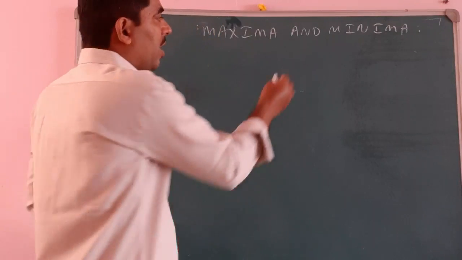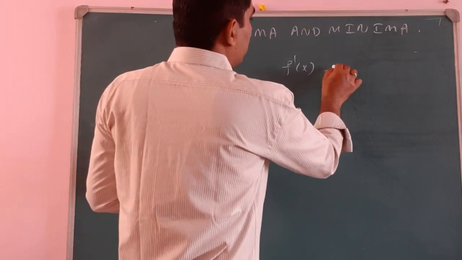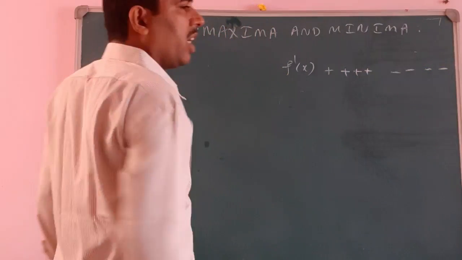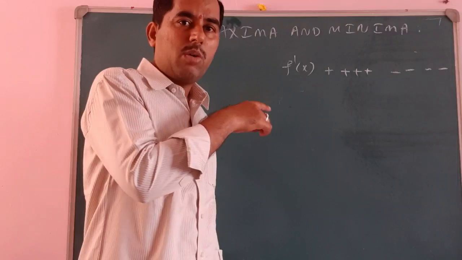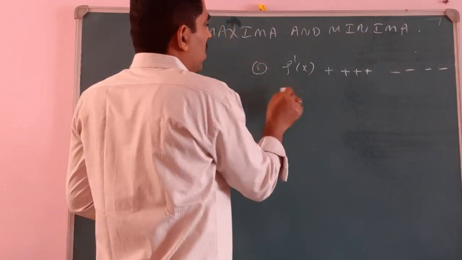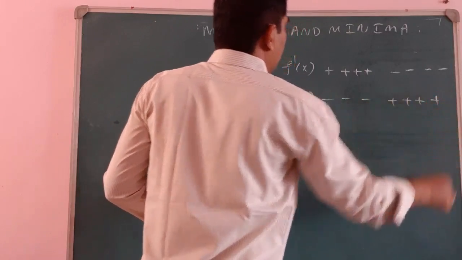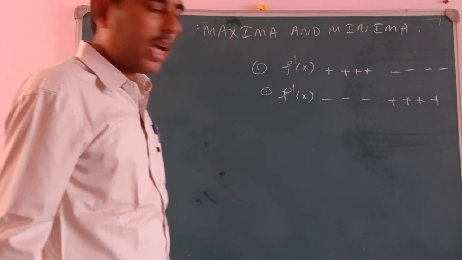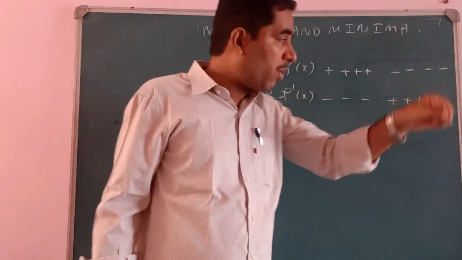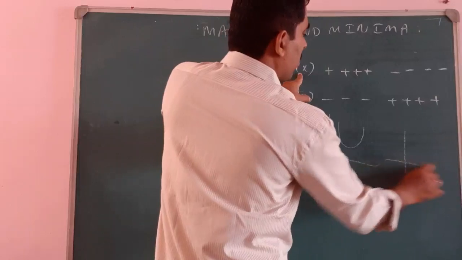Observe this: the sign of f dash x, the sign of the derivative, changes from positive to negative in the first case. In some cases the sign of the derivative may change from negative to positive. If the sign of the derivative changes from positive to negative, then that point is called a point of... there are two cases we have discussed in our previous class.